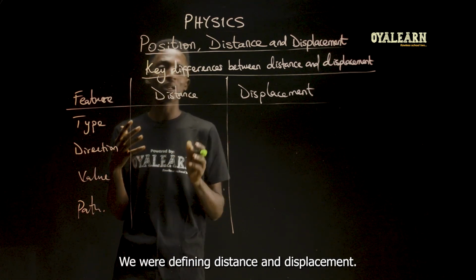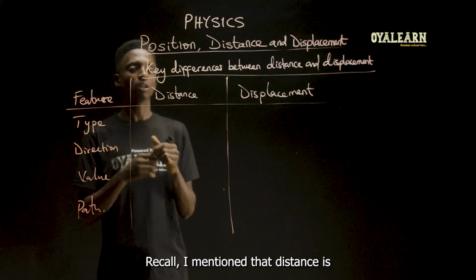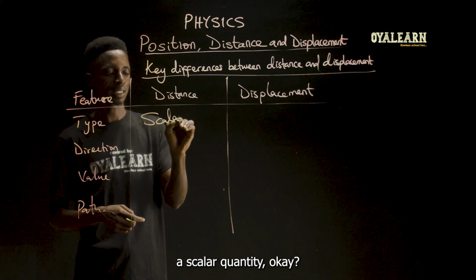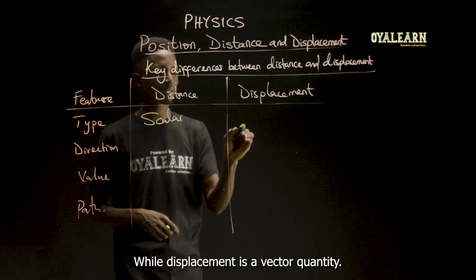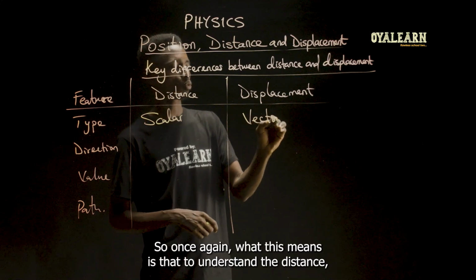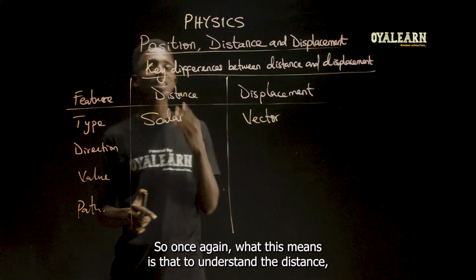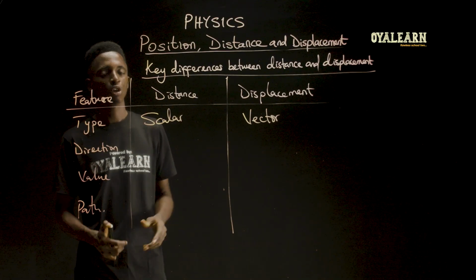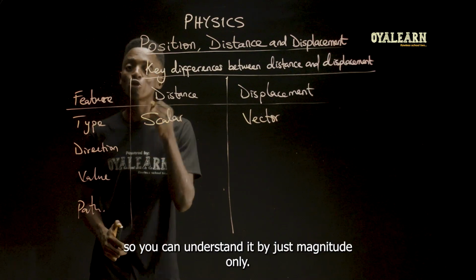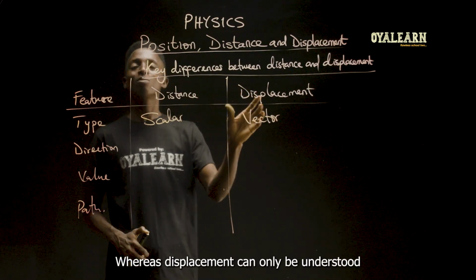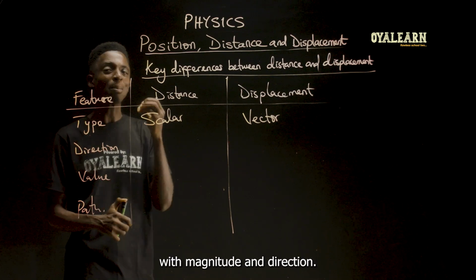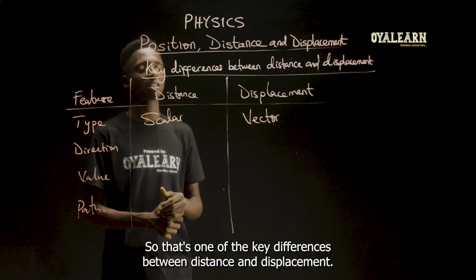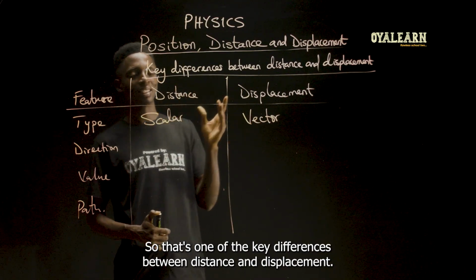I mentioned this while we were defining distance and displacement. Recall that I mentioned that distance is a scalar quantity, okay, while displacement is a vector quantity. So once again, what this means is that to understand distance, you just need a number, or in other words, magnitude. So you can understand it by just magnitude only, okay? Whereas displacement can only be understood with magnitude and direction. So that's one of the key differences between distance and displacement.